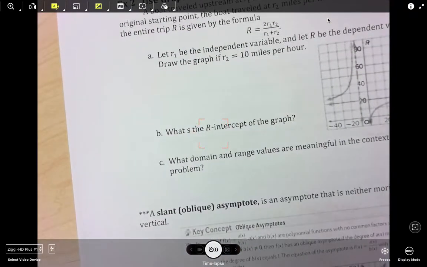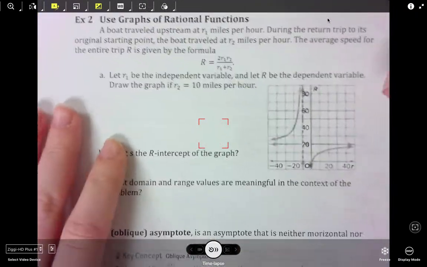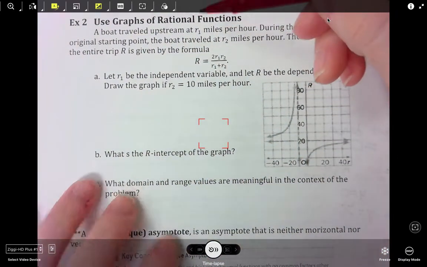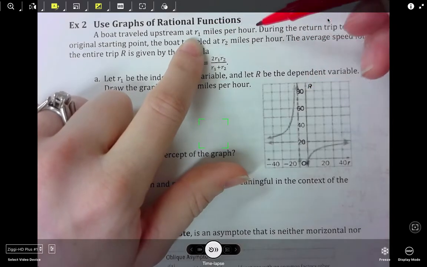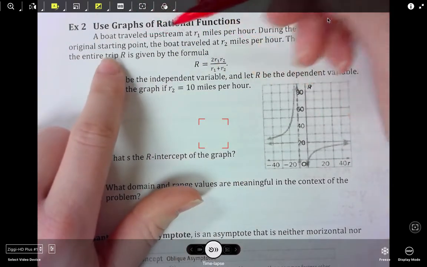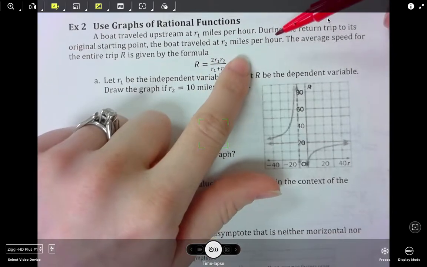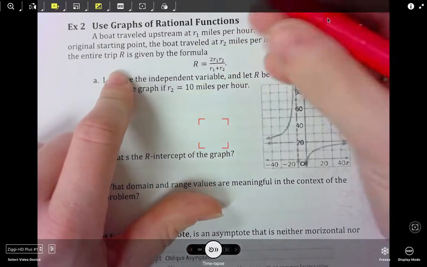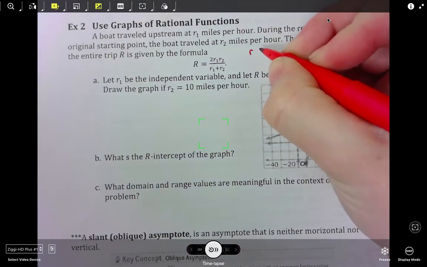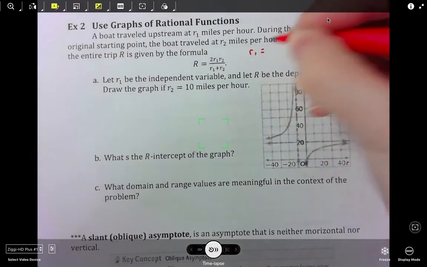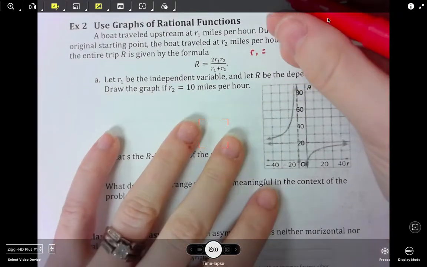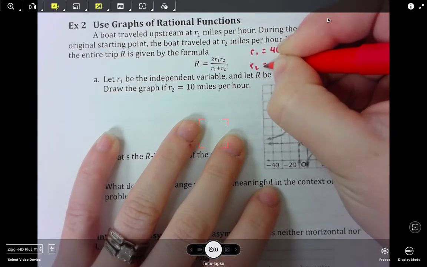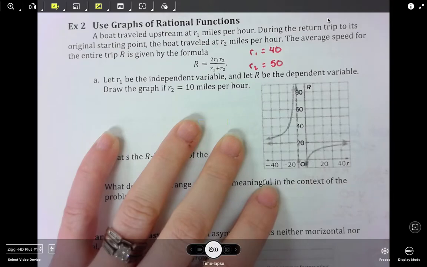Example 2, we have a real life function here, and they're talking about a boat. So a boat is traveling upstream at R1 miles per hour, and then during the return trip, the boat is traveling at R2 miles per hour. The average speed for the entire trip is given by this equation. Let's say that since I'm going upstream, my first miles per hour is 40, and my second miles per hour is 50. My return trip, I'm going a little bit faster.